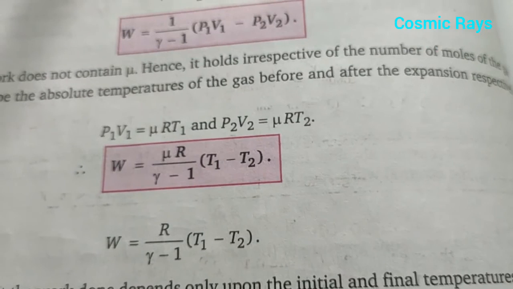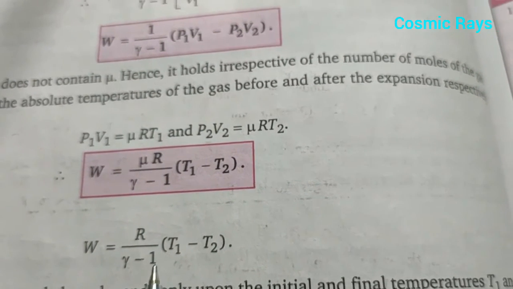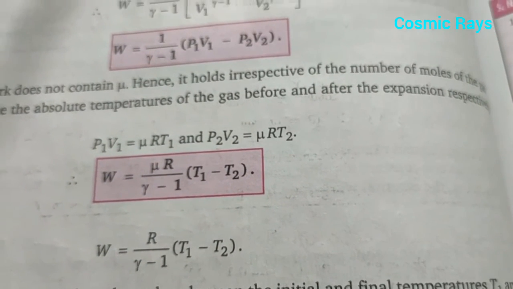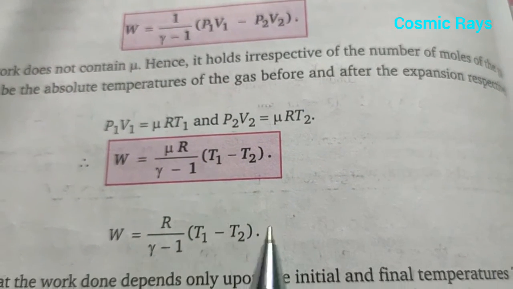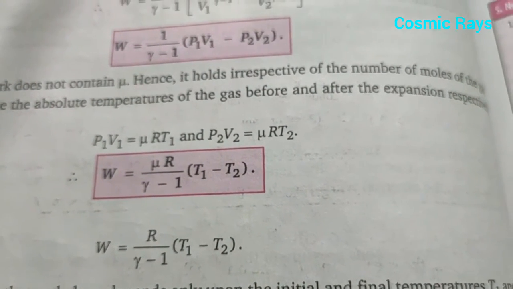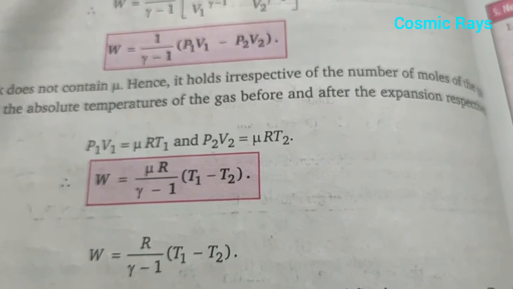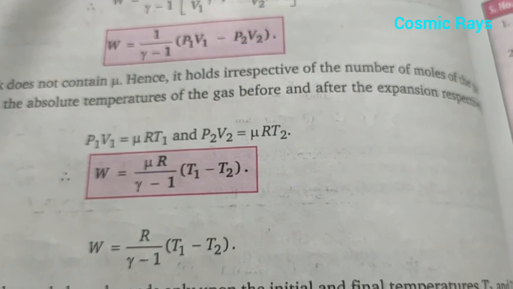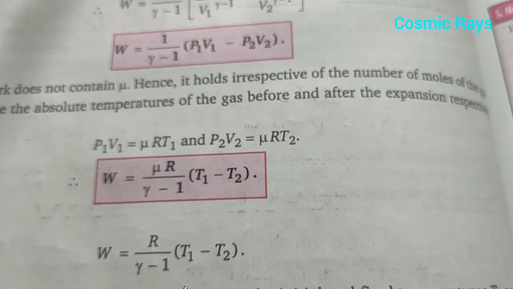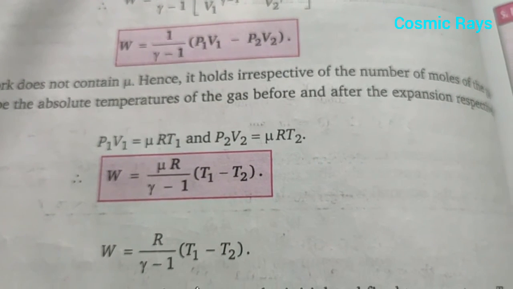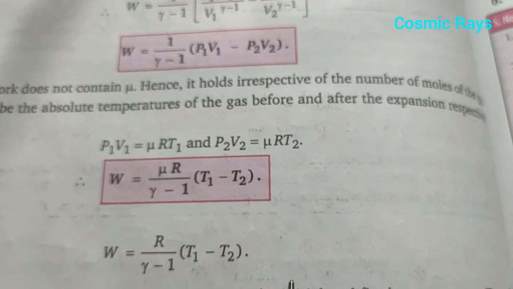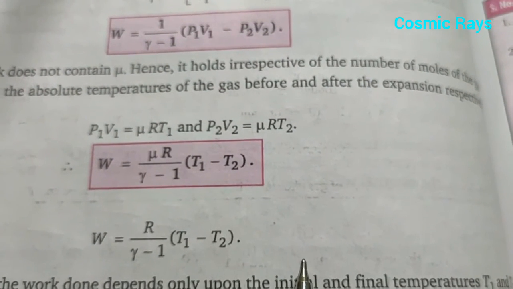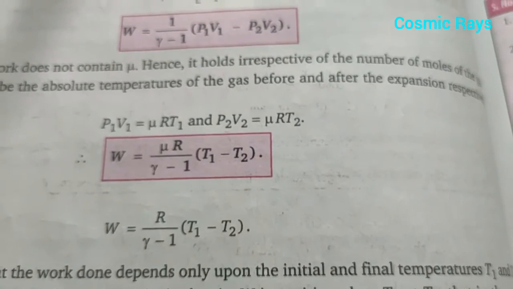Now this equation tells us that the work done depends only upon the initial and final temperature, that is T1 and T2. If the work is done by the gas for adiabatic expansion, so work done, or W, will be positive. That means the gas is cooled. And if the work is done on the gas, it is heated up.